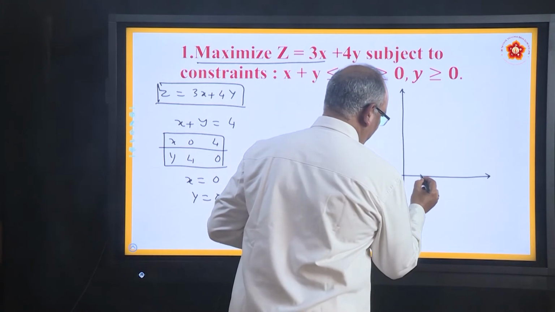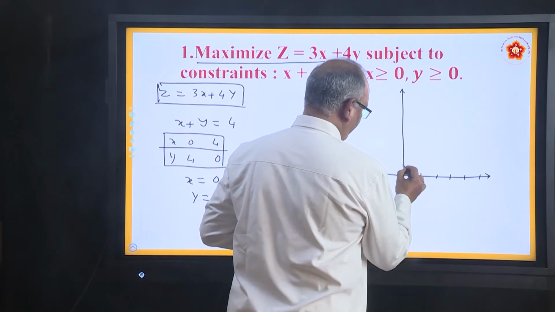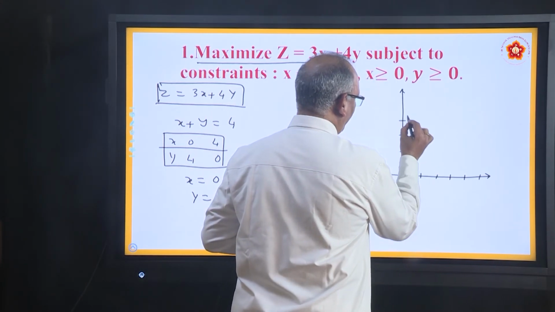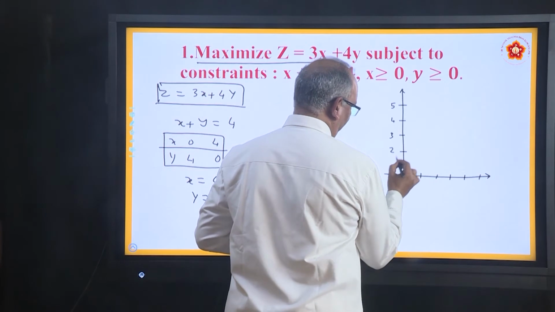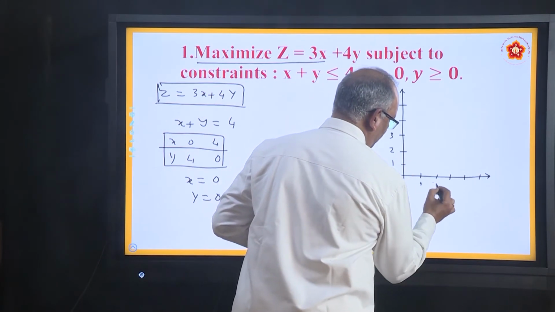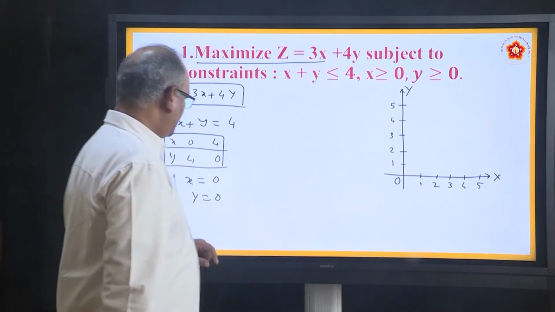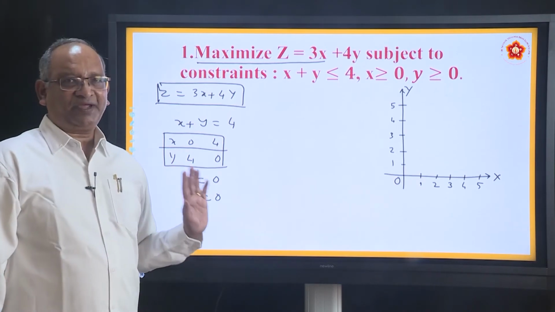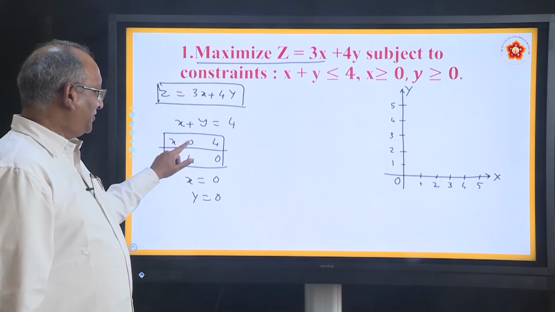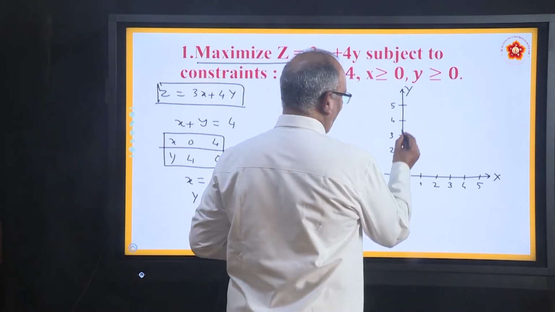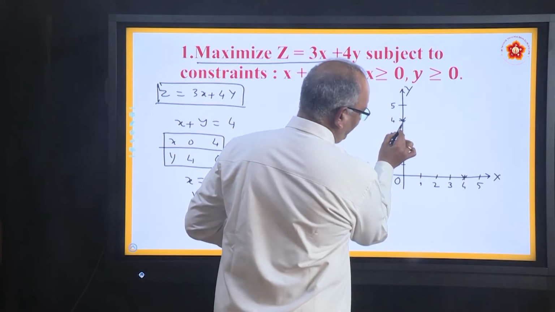The maximum value is 4. So x equal to 0, y equal to 0 we have already drawn. Okay. Now only come to this line. When x is 0, y is 4. So this is one point. And when x is 4, y is 0. So this is the point. So join these 2 points.